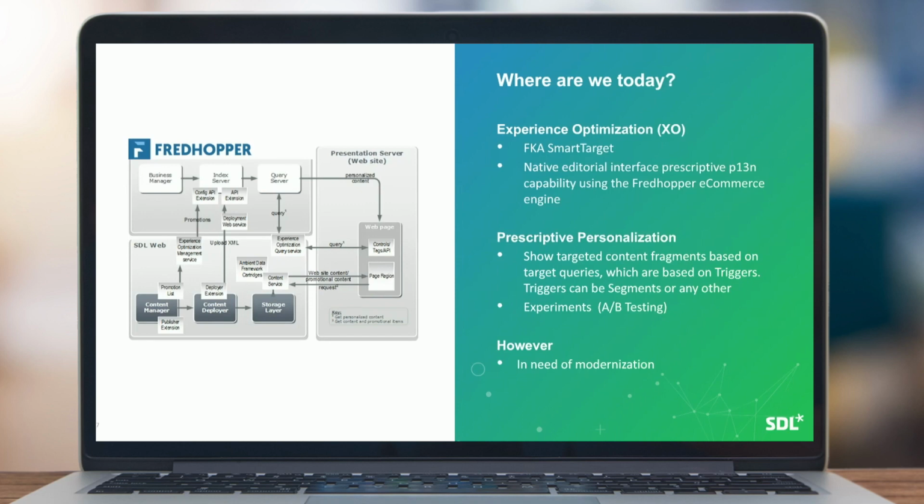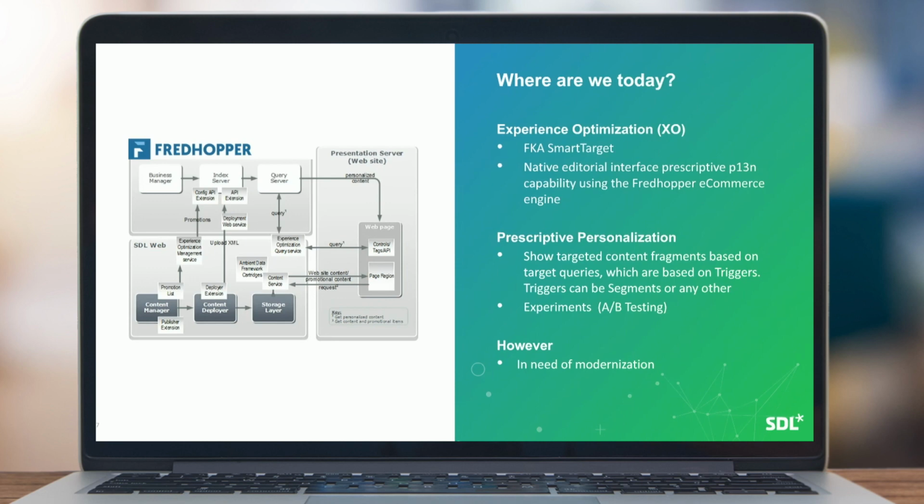So what can we currently do with this XO add-on? We can basically do prescriptive personalization, and that basically means that we can show target content fragments published from Tridion based on triggers, target queries, which may be segments, or they can be something else. And there is support for A/B testing, which in XO parlance is called experiments. And while this all works very nicely, it's also pretty complicated, and that goes on multiple levels.